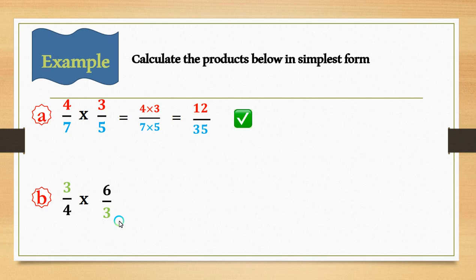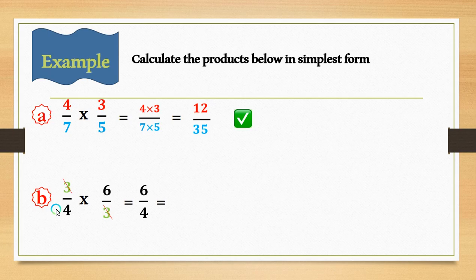So I will simplify by 3 from the top and by 3 from the bottom, and I will get only 6 on the top and 4 on the bottom. So it will be 6 over 4. But my question is not finished yet. Why? Because I did not simplify my answer.